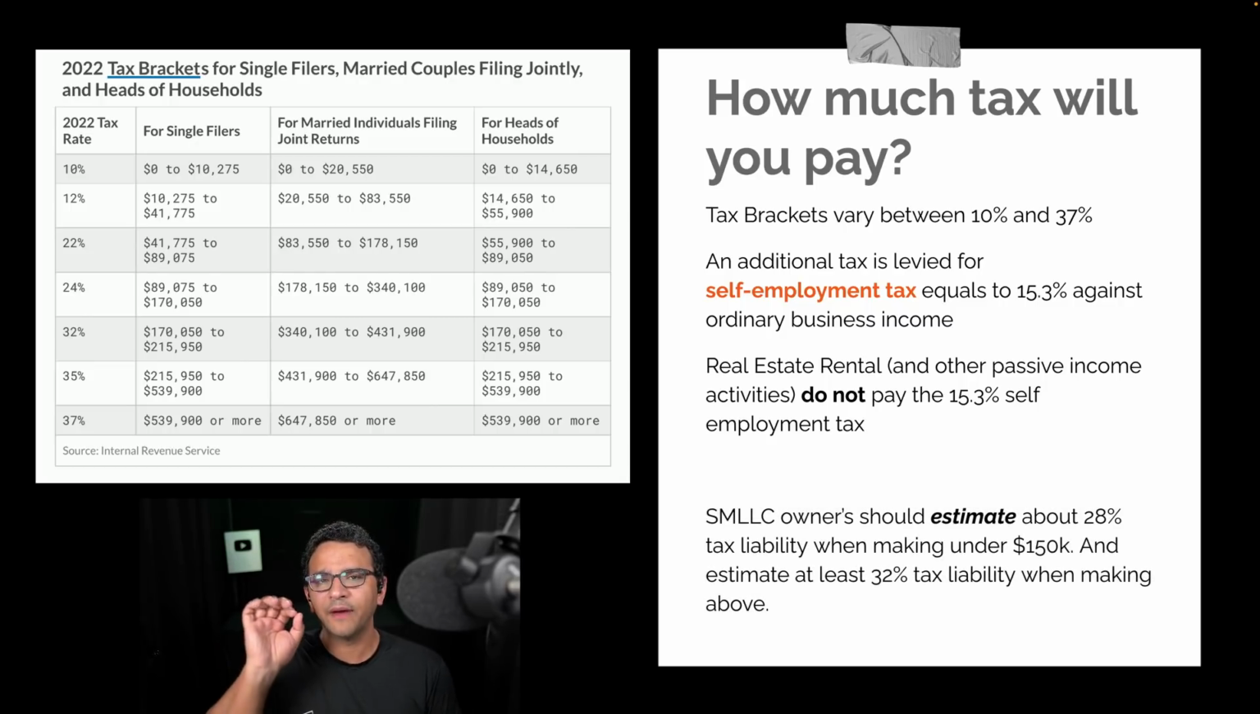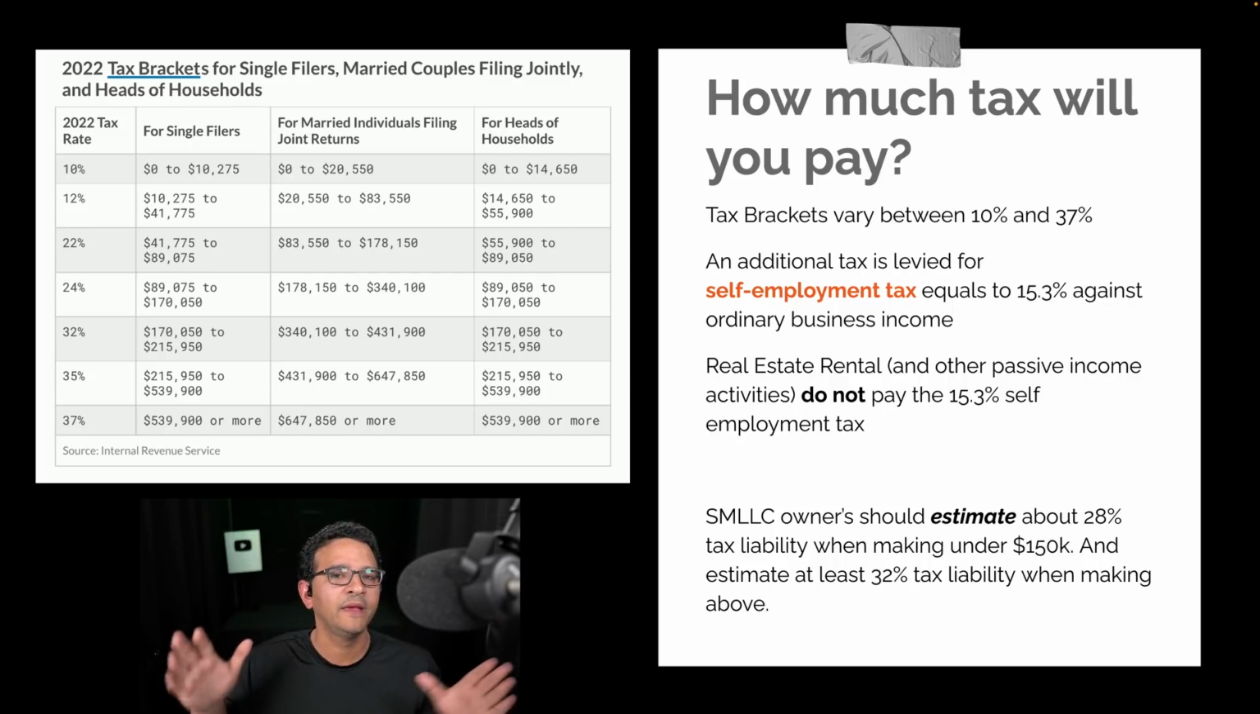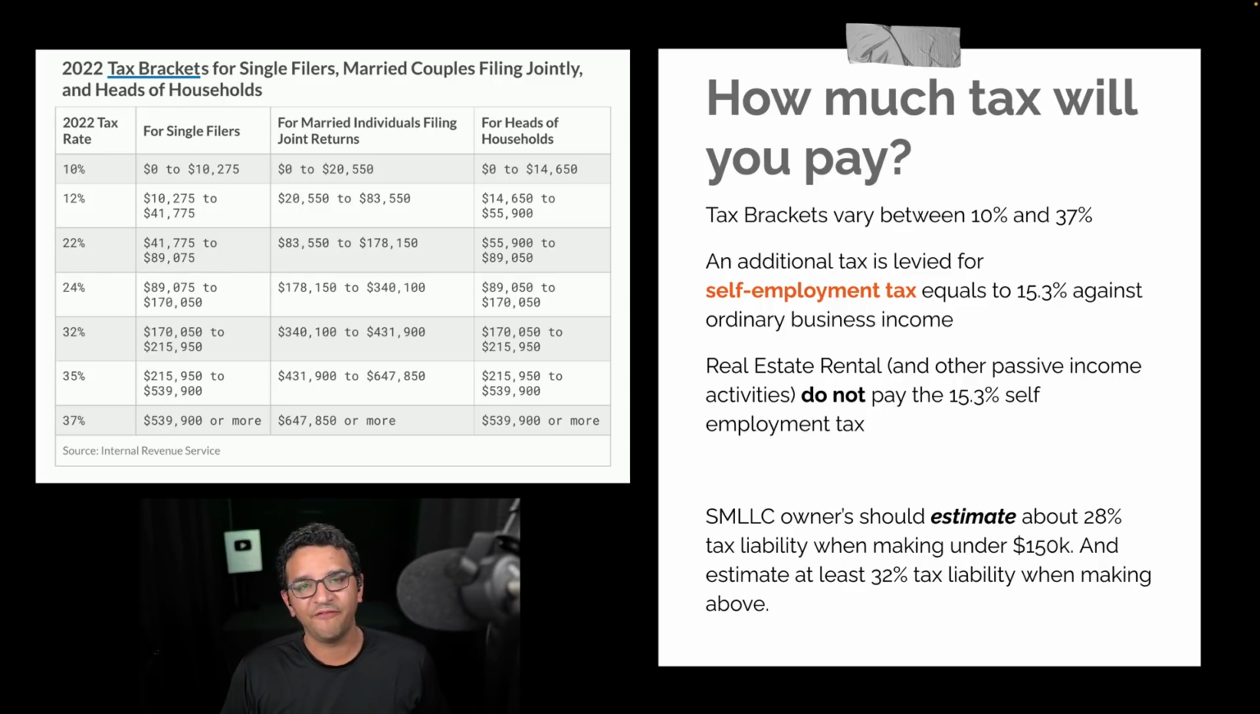Now, one little tiny thing to add here is if you have a single member LLC and you are the owner, and you want a really simple ballpark of putting money away out of all the money you make from your business, don't do it based on how many distributions or draws you take. Do it based on the profits of the business. So generally, as a rule of thumb, if you make less than $150,000 a year, I would put away about 28%. And if you make more than $150,000 a year, I would put away about 32%. That's 28 or 32% of the net.